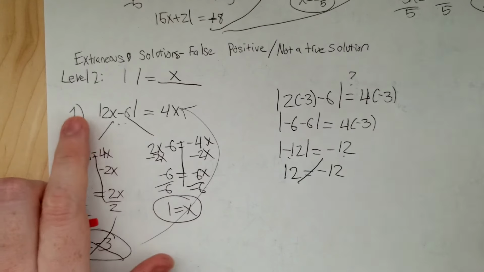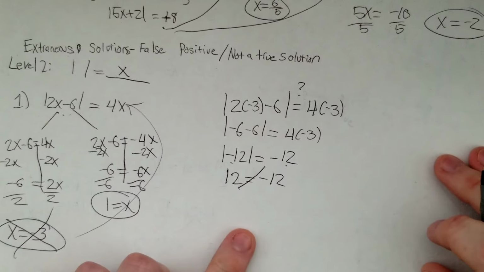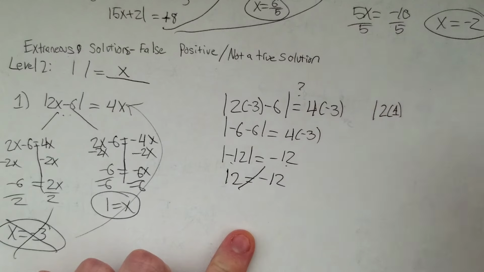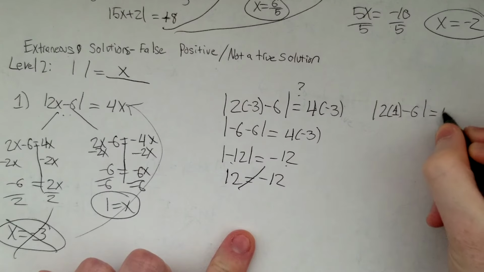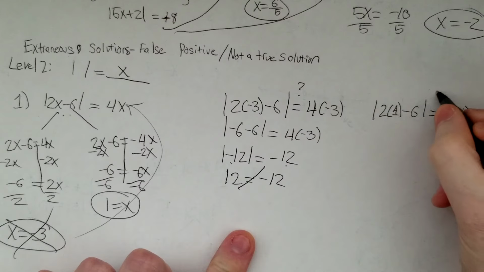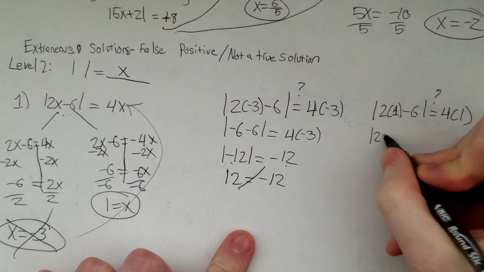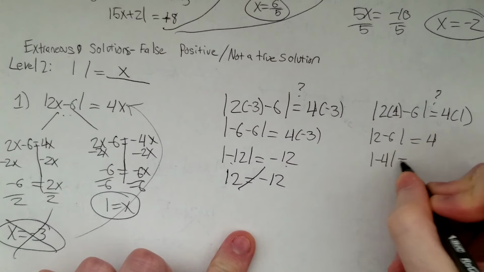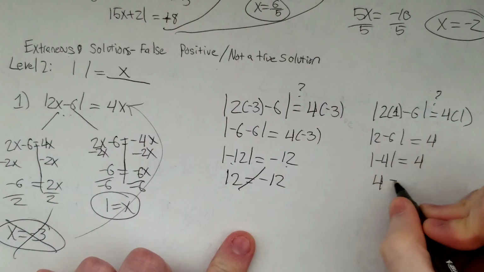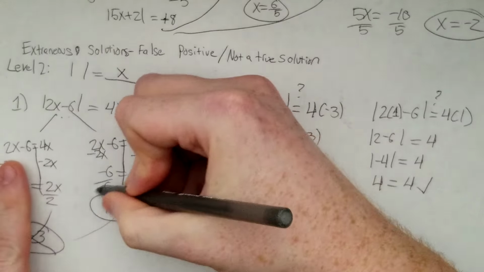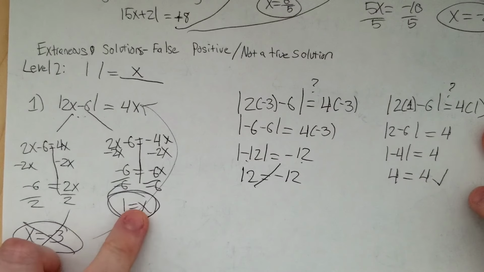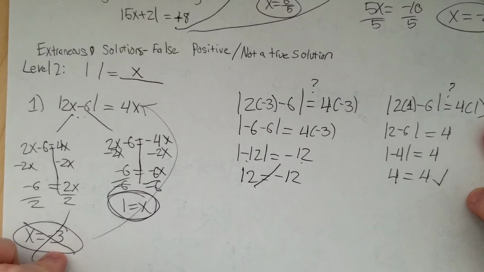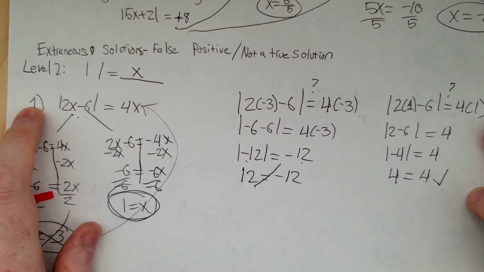Let's check the other one. So we're going to plug 1 into my equation. So I would have 2 times +1 minus 6 equals 4 times 1. The question is, are these the same? If we work this out, this would be 2 minus 6, which gives the absolute value of -4 equals 4. That is true, so this is our true solution. So in Delta Math, you would simply put the answer of 1. You don't list your extraneous solutions because, like we said, they are not true solutions to the question you're looking at.